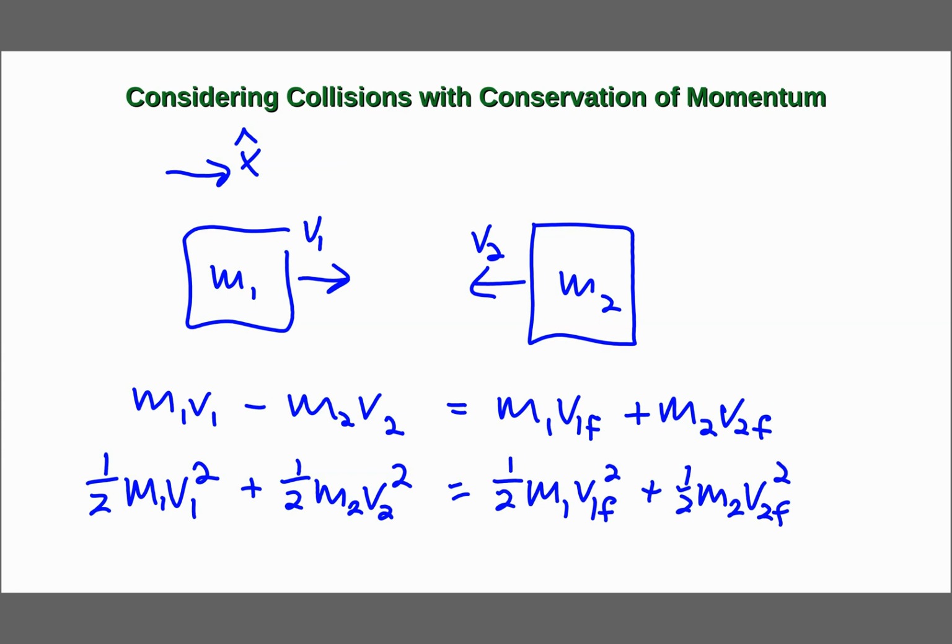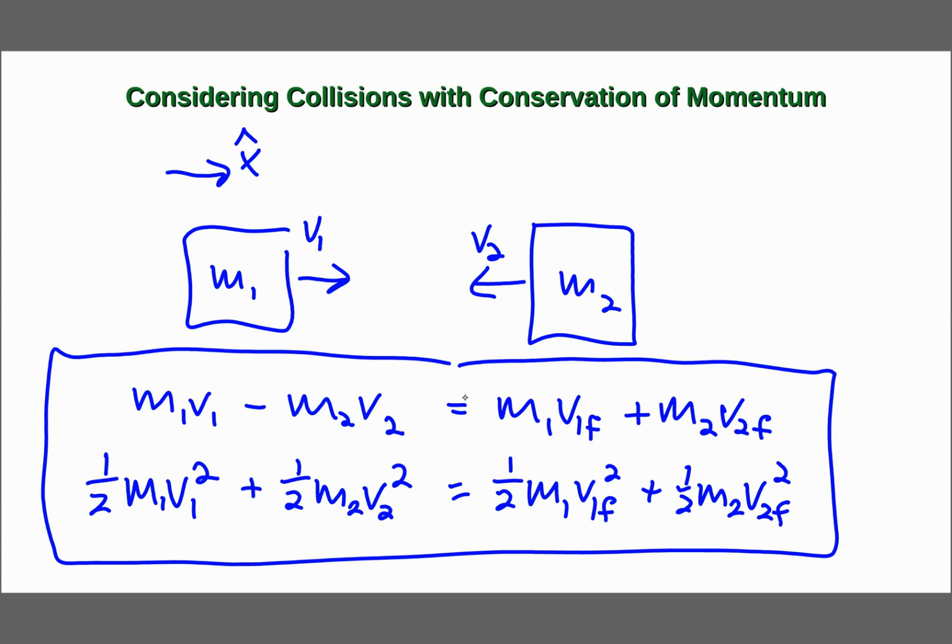And now, when I look at this, I have two equations. This is one-dimensional, so I just get one equation for my vector equation here. But I have two equations, and if I knew M1 and V1 and M2 and V2, then I would know everything in these equations except V1 final and V2 final. Then I have two equations and two unknowns, and I could solve for the velocity of each block. And the velocity after the collision is going to be a function of the velocities before the collision, and the masses of the two objects, okay?